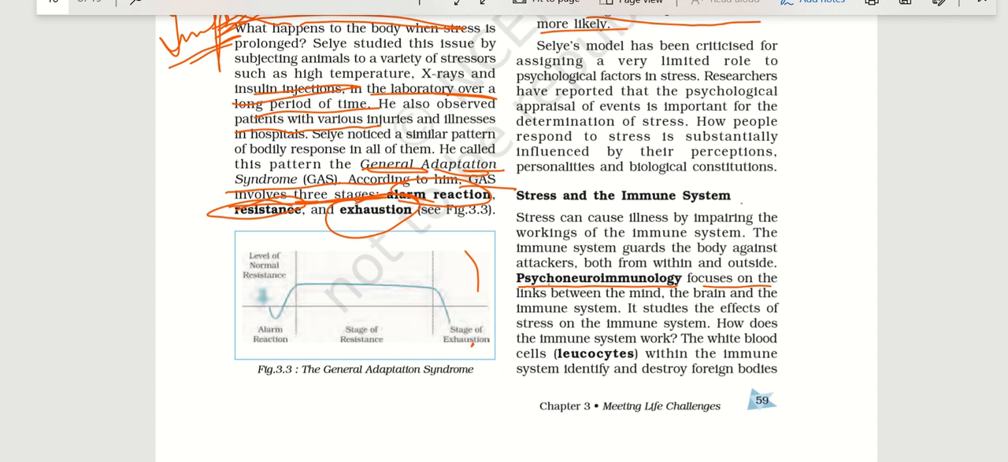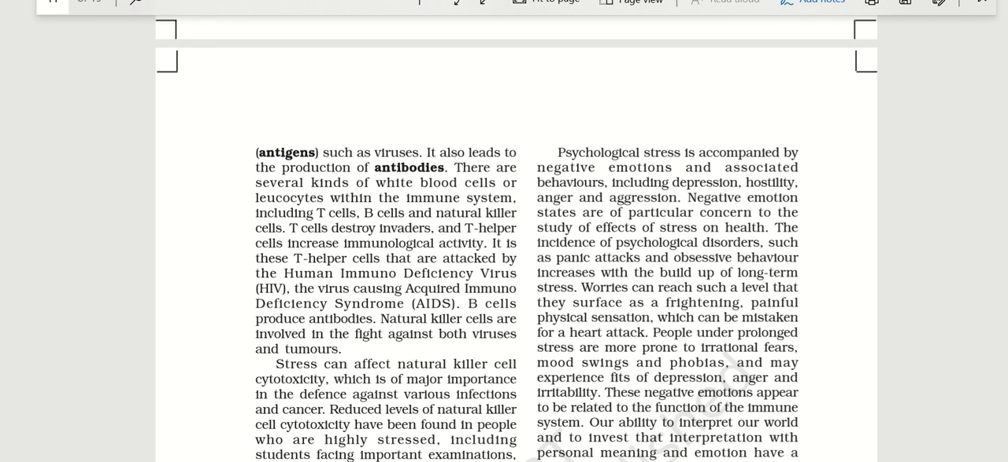Psychoneuroimmunology focuses on the links between the mind, brain, and the immune system. It studies the effect of stress on the immune system. The white blood cells, leukocytes, within the immune system identify and destroy foreign bodies, which are antigens such as viruses. It also leads to the production of antibodies.